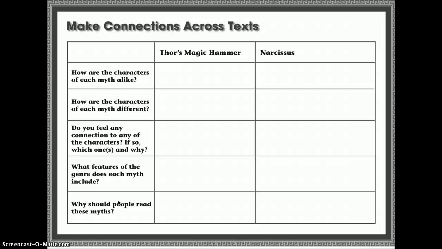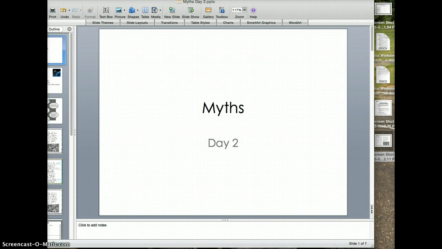All right, fifth graders. Today we compared and contrasted two myths. We found similarities and differences between the characters, the events, and the themes in these myths. Remember that all myths have certain features in common, and you can use your knowledge of these features to help you as you read. All right, that's it.